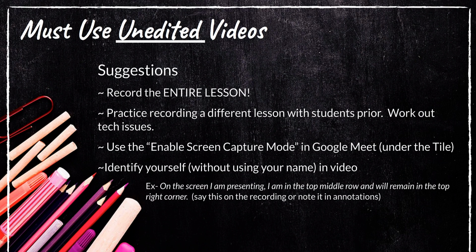Suggestions for the candidate might be to record the entire lesson. Practice recording a different lesson with students prior to the one that they will be recording and submitting in their TPA. Use the Enable Screen Capture mode in Google Meet under the tile, and identify yourself without using your name in the video. So for example, you might say, on the screen, I am presenting, I am the top middle row and remain at the top right corner.